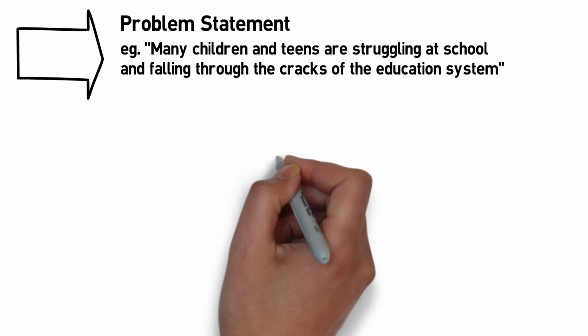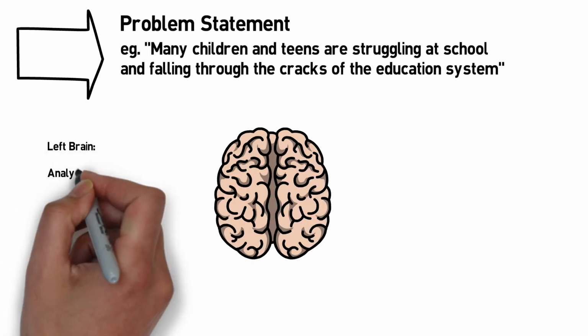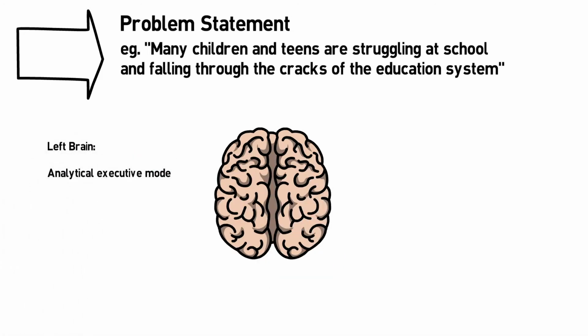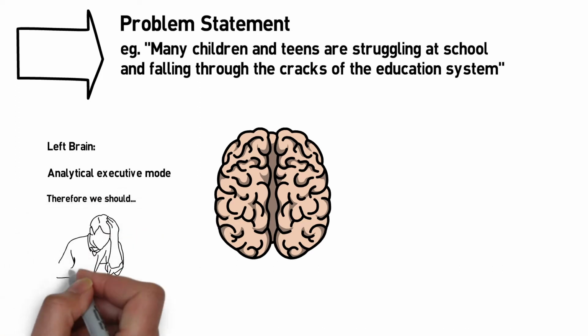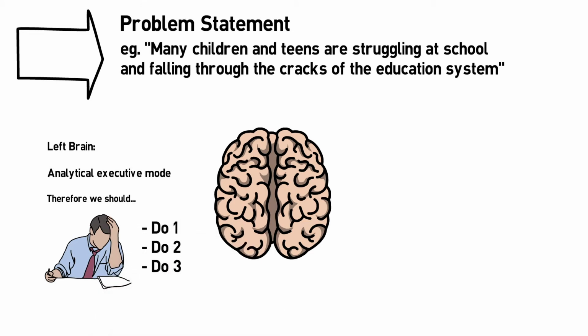Our brain operates in two modes. The first mode some people call left brain, but really it's our analytical executive mode. It's a part of our brain that's looking for answers, looking for things we can do, and it will focus on shoulds. Therefore, we should do 1, 2, 3 in order to solve the problem. And it sends us into action, into execution.